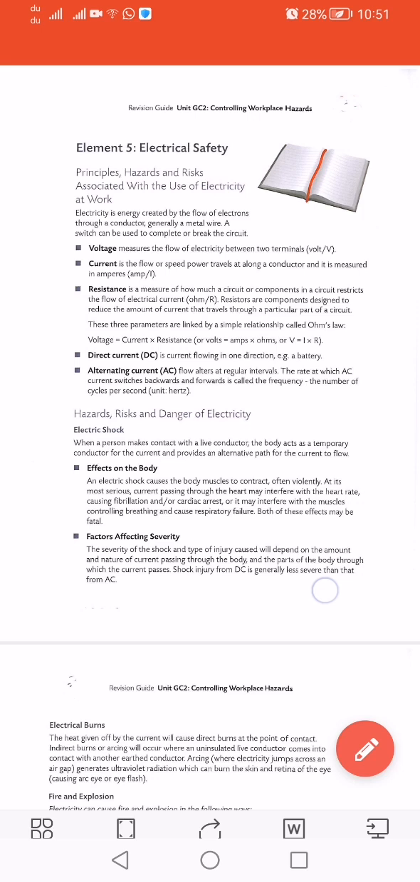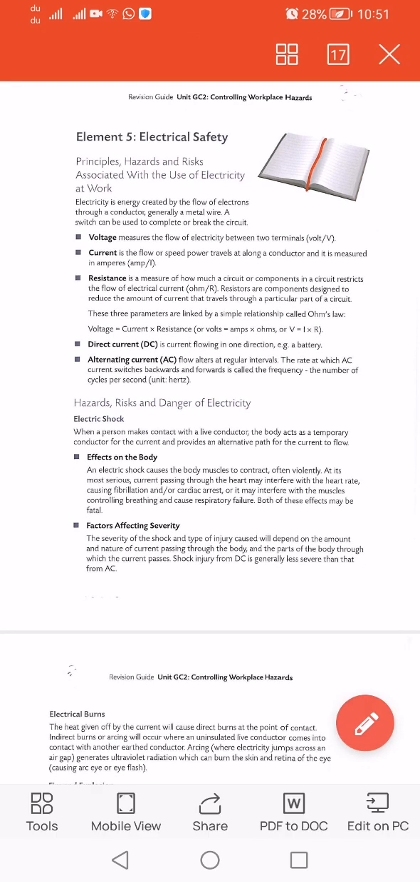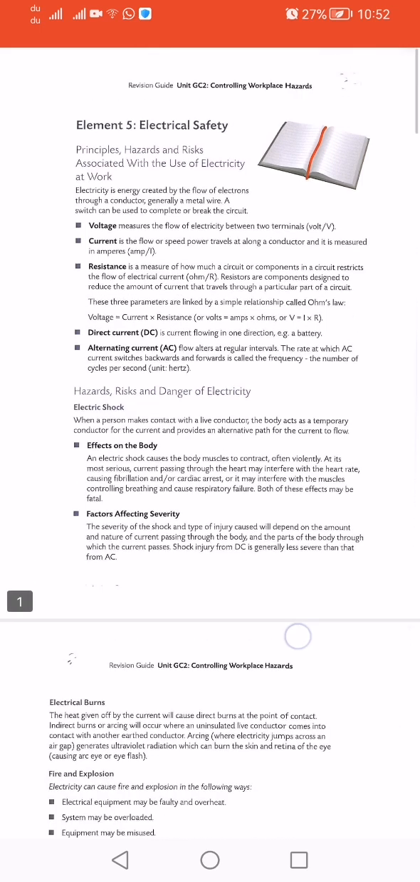So I'm going to highlight what is voltage, right? Voltage, in this context, measures the flowing of electricity between two terminals. That is the meaning of voltage, right? Then what is current? Current is the flowing, or the speed of power, traveling along the conductor, and it is measured in amps, right? Voltage is measured in volts. The sign is V.